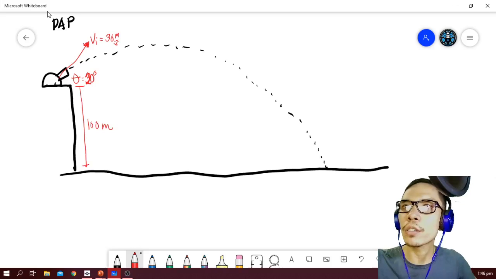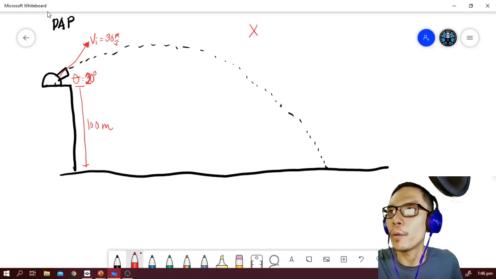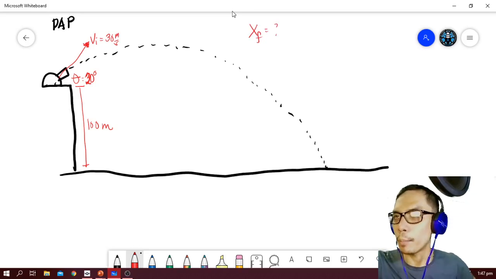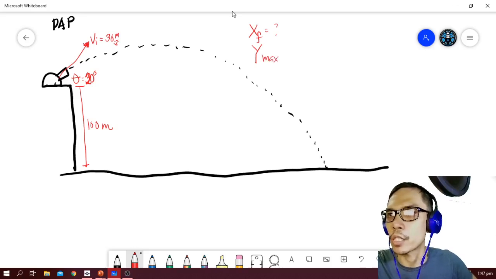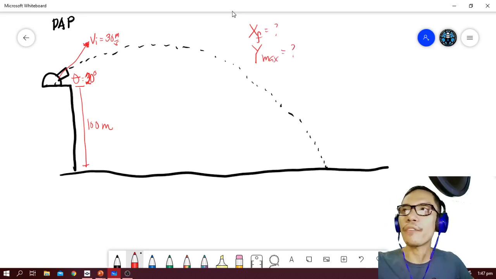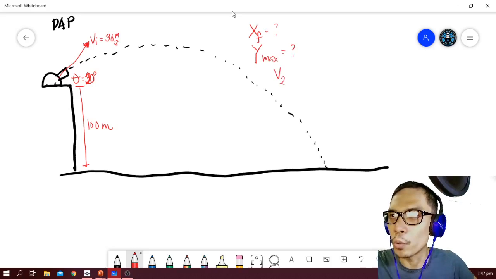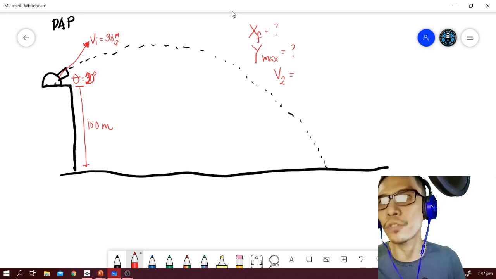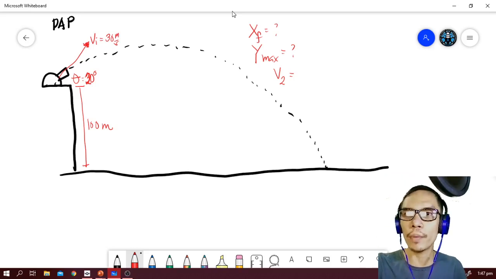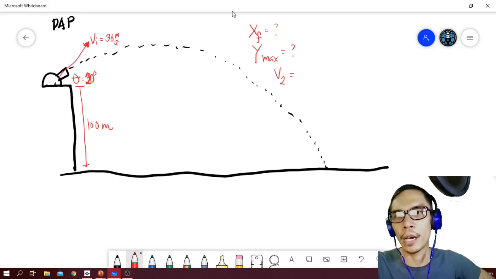We are asked to look for the following. Number one is the range. Number two is the peak height, that is Y max, the maximum height. And after that, the velocity at 2 seconds. These are the three things we are going to look for. Let's write down all the given values on the drawing.